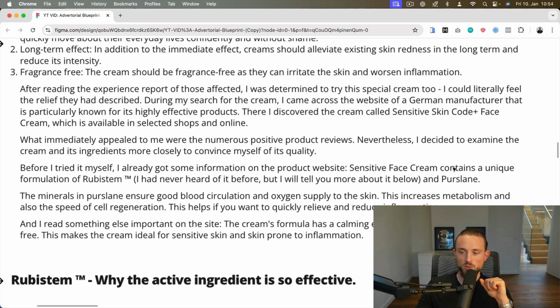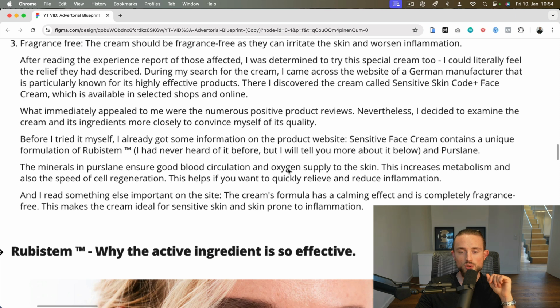The Sensitive Face Cream contains a unique formulation of ruby stem, which I never heard of before, but I will tell you more about it below, and purslane. The minerals in purslane ensure good blood circulation and oxygen supply to the skin. This increases metabolism and also the speed of cell regeneration. This helps you if you want to quickly relieve and reduce inflammation.